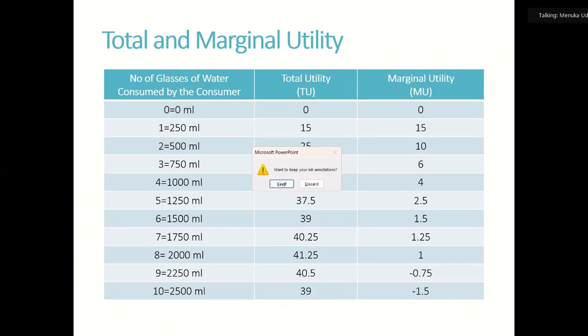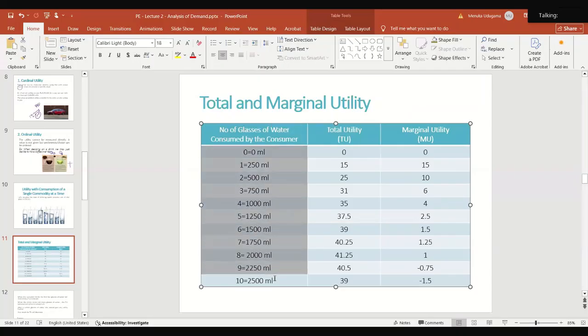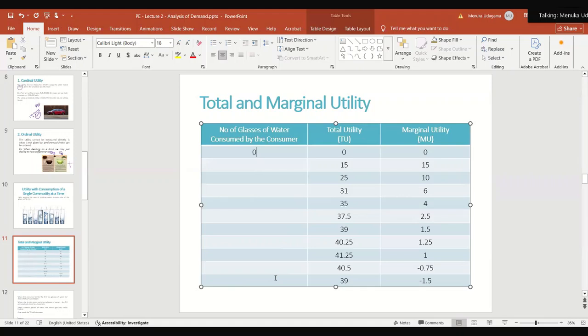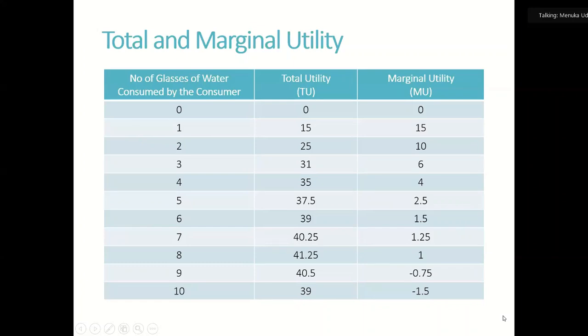Okay. I'm going to just make it easy for you. Now, in the first column, you have the number of glasses of water, and in the second column, you have the total utility. Now just ignore the third column for the time being and focus on the first column and the second column, the number of water glasses and the total utility.